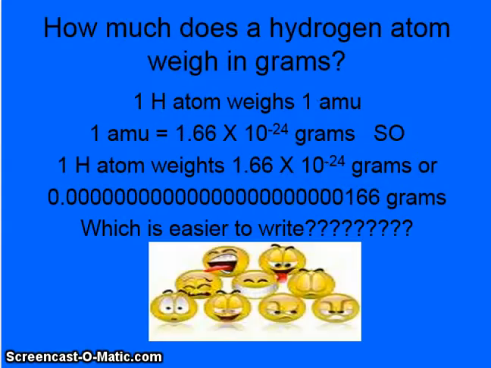Much easier to write. Or, how much does a hydrogen atom weigh in grams? One hydrogen atom weighs 1 AMU, and 1 AMU, or atomic mass unit, is 1.66 times 10 to the negative 24th grams. So if you're going to write that without scientific notation, here's the number we're looking at. All these zeros with a 166 at the end. Again, it's really hard to keep track of all those zeros. You're going to mess something up somewhere. Plus, 1.66 times 10 to the negative 24th is way easier to write.